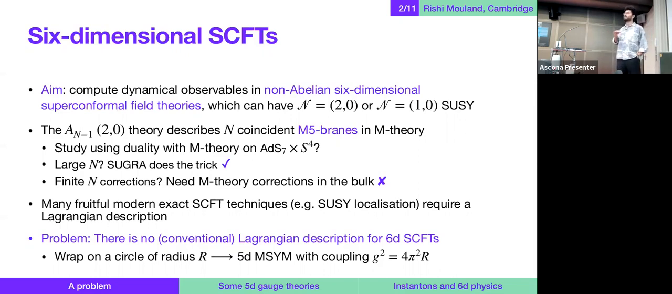It'll be useful later to note a situation in which we do have a Lagrangian description. This is when we wrap these M5 branes on the M theory circle. And certainly when this circle is small, we have a good description in terms of D4 branes in type IIA, described by maximal super-Yang-Mills in 5 dimensions. And indeed, we can even realize Kaluza-Klein modes through instantons.